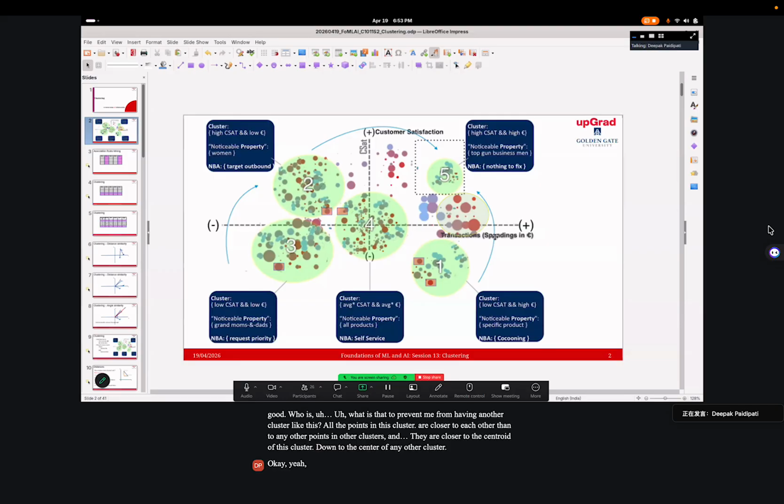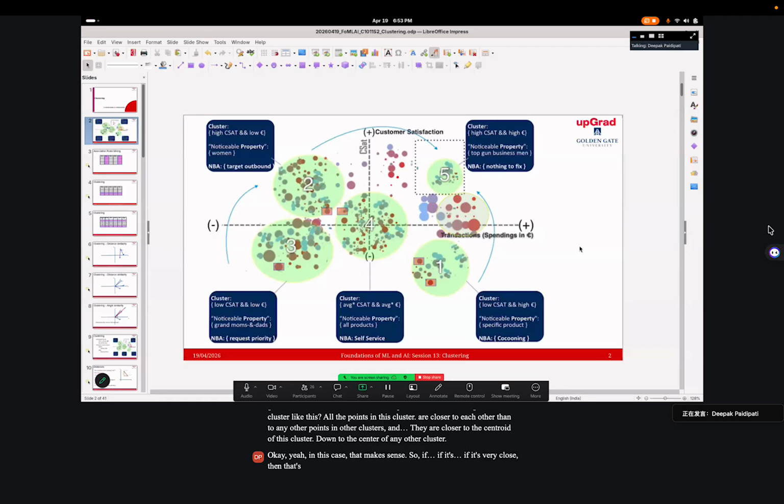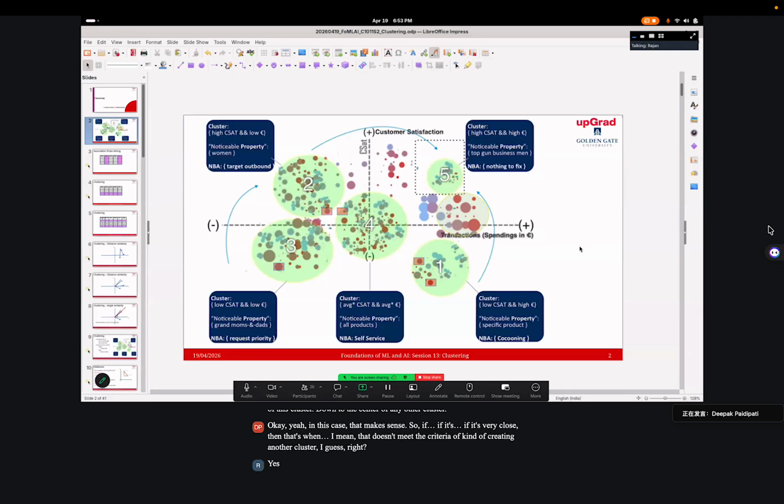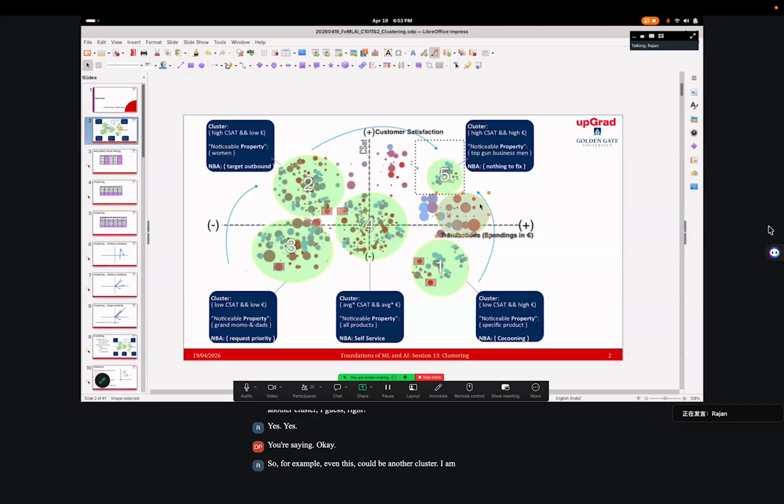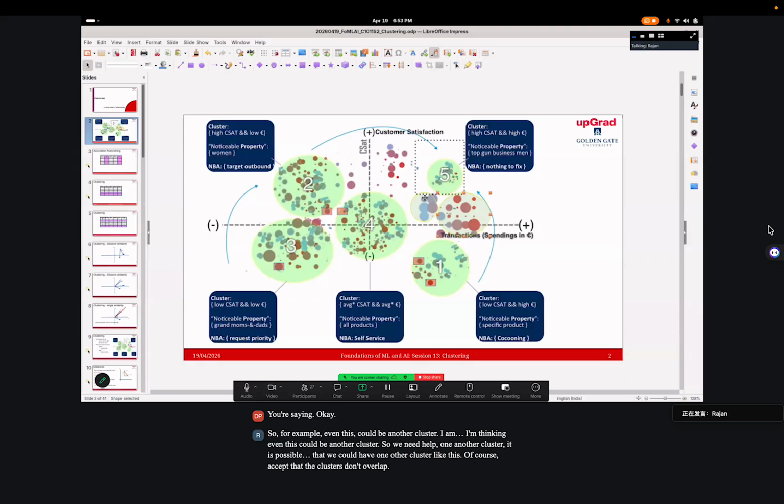Okay, in this case it makes sense. So if it's very close, then that doesn't meet the criteria for creating another cluster, right? Yes. So for example, even this could be another cluster. It is possible that we could have one other cluster like this, except that the clusters don't overlap.